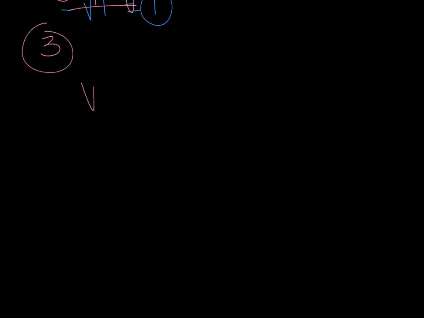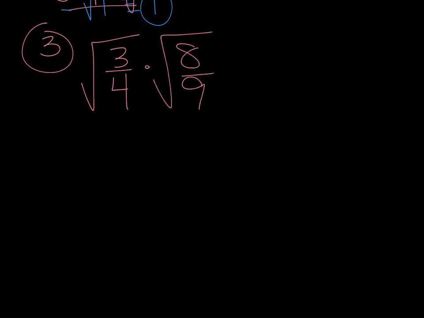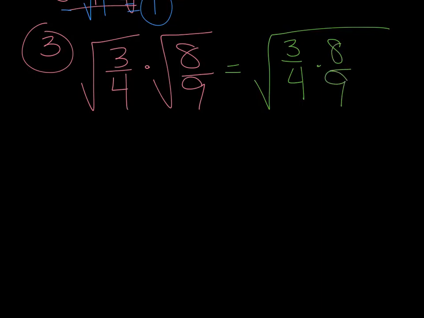Okay, number 3. Another one kind of like that, if I take the square root of 3/4 times the square root of 8/9. Okay, same first step as the last one. Let's multiply these fractions together all underneath the radical sign. Take the square root of 3/4 times 8/9.